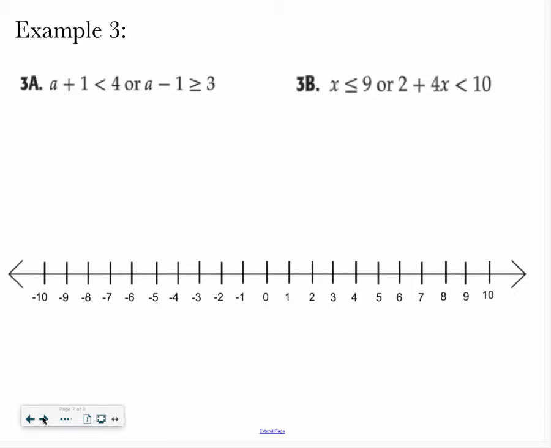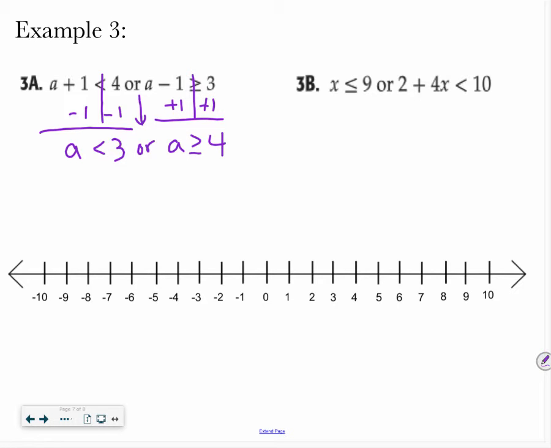Alright, let's take a look at example 3. We have A plus 1 is less than 4, or A minus 1 is greater than or equal to 3. So again, we tee it up and we solve like normal. So A is less than 3. Carry down our word. Solve the next one. So I'm left with A is less than 3, or A is greater than or equal to 4.